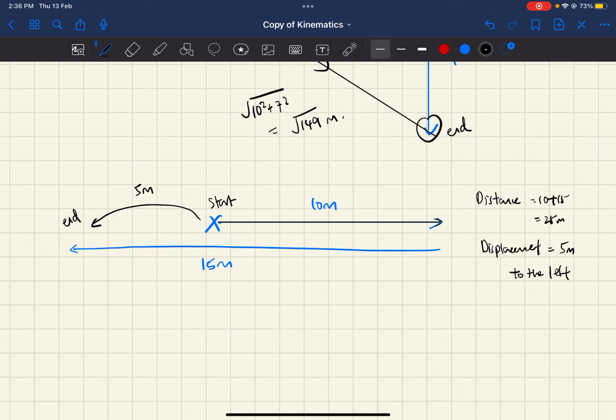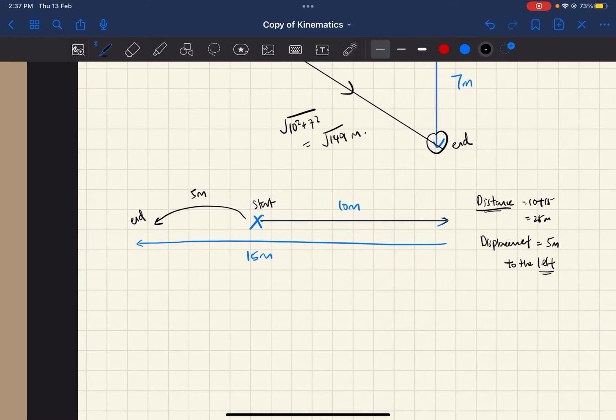So your displacement is something called a vector quantity. I'm sure you've learned what a vector quantity is in the last chapter already. And your distance is a scalar quantity. So for displacement, you need to make sure that whenever they ask for the direction in the question, you will have to tell them the direction as well. So 5 meters to the left.